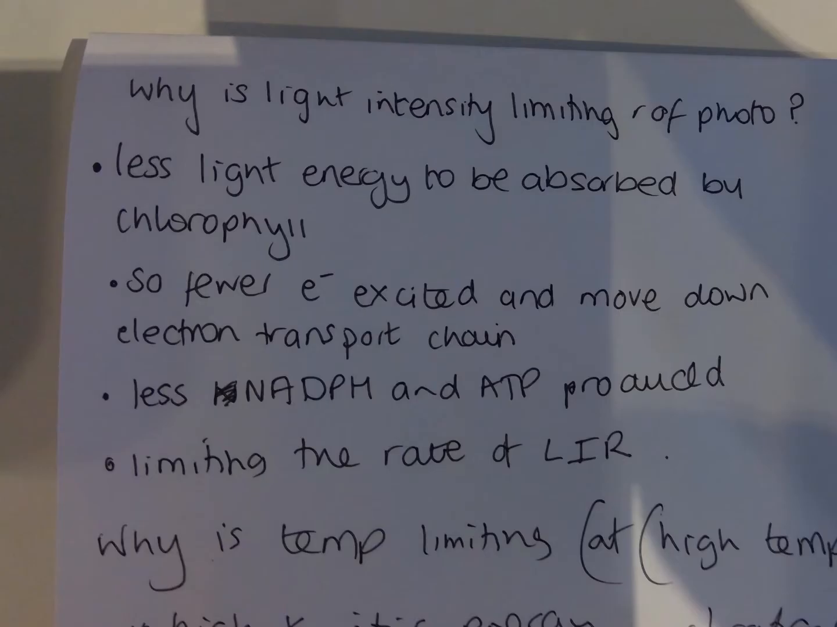Okay, so let's have a look at this student response and see how they've done. They've said if the light intensity is limiting, there's less light energy to be absorbed by the chlorophyll, so fewer electrons excited and moved down the electron transport chain, so it's going to be less reduced NADP and ATP produced, limiting the rate of the light independent reactions. The only advice I would give them is make sure that you write out light independent reactions here.